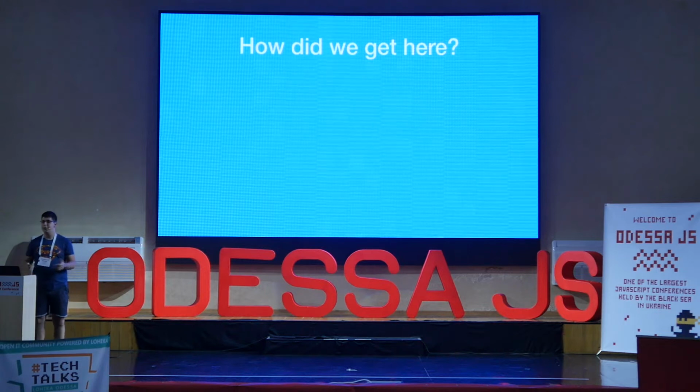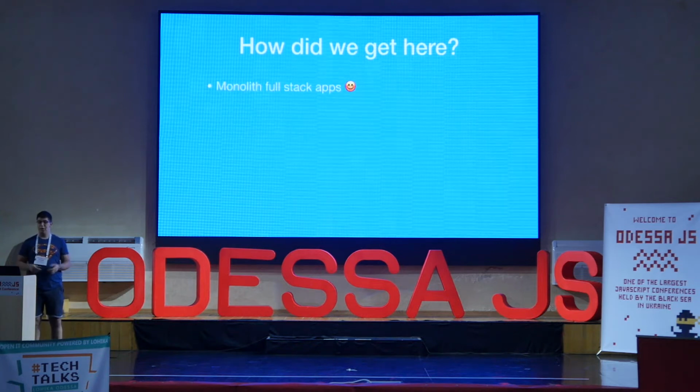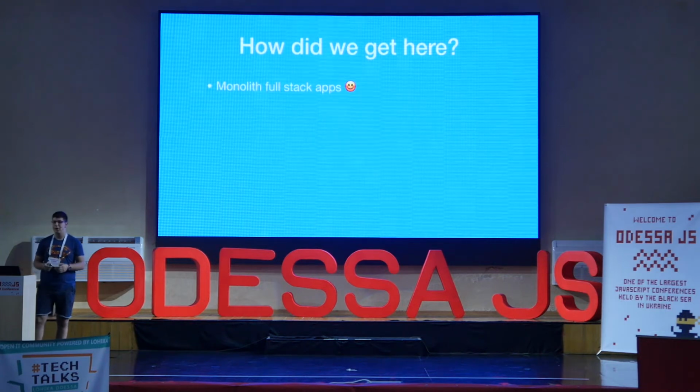So how did we get here? Now we are talking about micro frontends or microservice architecture in the UI. So first, we had monolith full stack apps. So we used PHP and Rails for building the full stack applications.